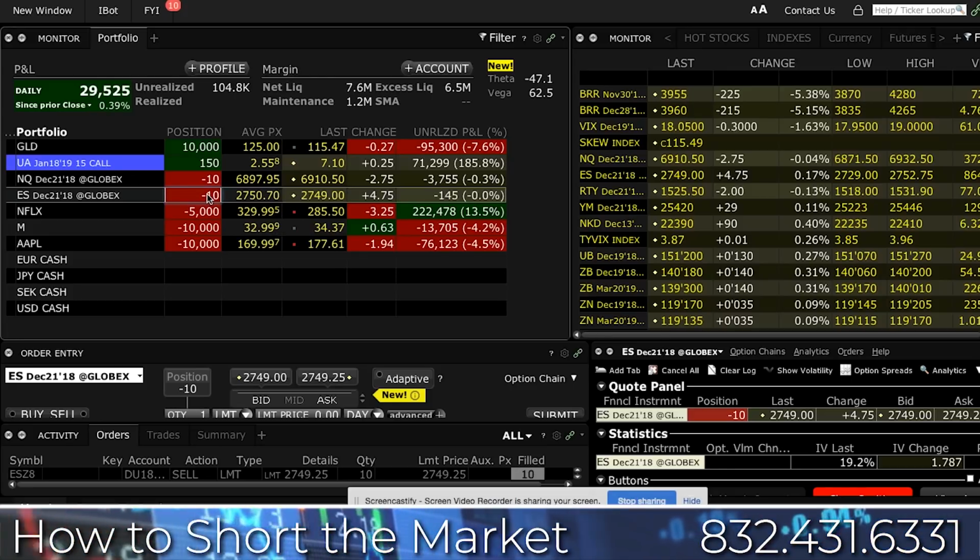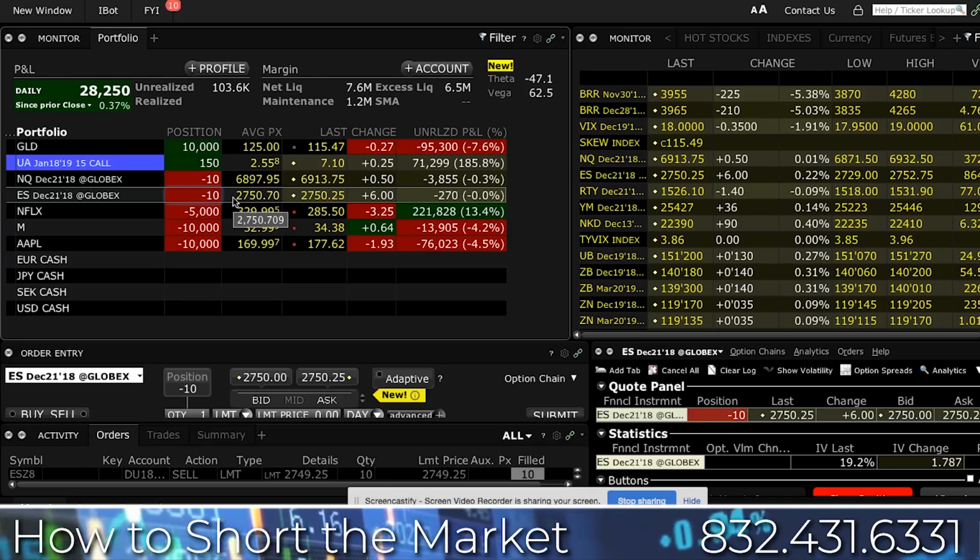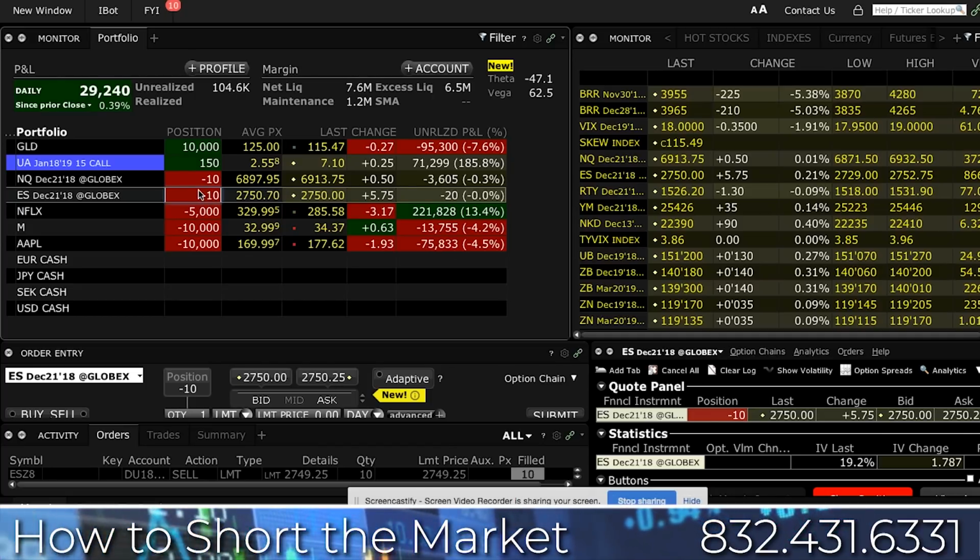Something you've got to keep in mind: these are futures contracts, so this is massive. The notional value of these 10 contracts is almost $2 million, about $1.8 million that we just shorted. I wouldn't really do this right now in my portfolio. I'm showing you as an example. I'll cover that in a second, but I just wanted to show you an illustration of how this works if you were to short the market.